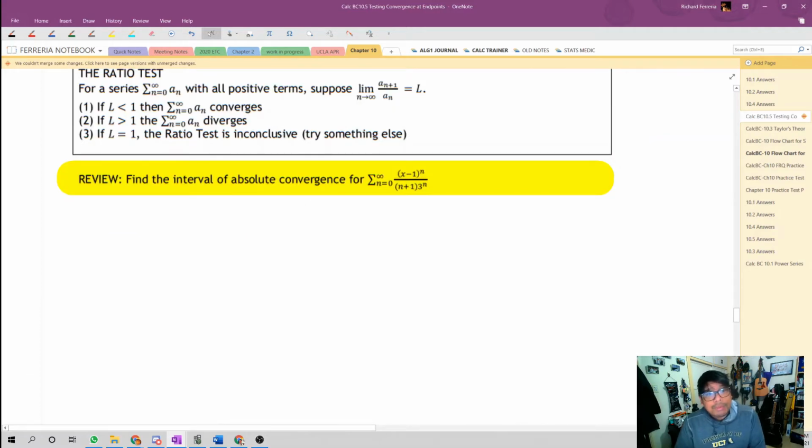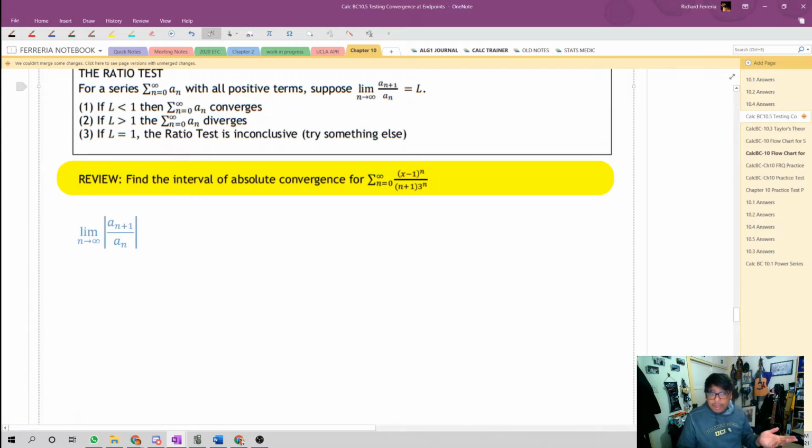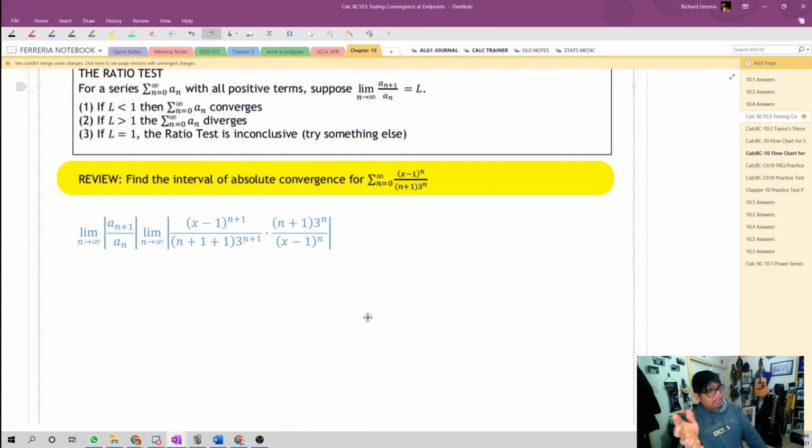Find the interval of absolute convergence for this series, (x minus 1) to the n over (n plus 1) times 3 to the n. First thing we do is start off with the ratio from the ratio test, and don't forget we're doing absolute values for absolute convergence. To make things a little bit more compact, we're going to multiply by the reciprocal of the general term a_n. So it's the absolute value of a_(n+1) multiplied by the reciprocal of a_n, and we want to force that to be less than 1.